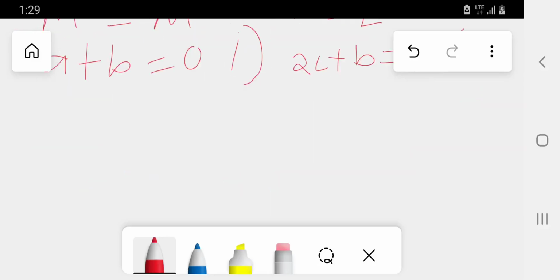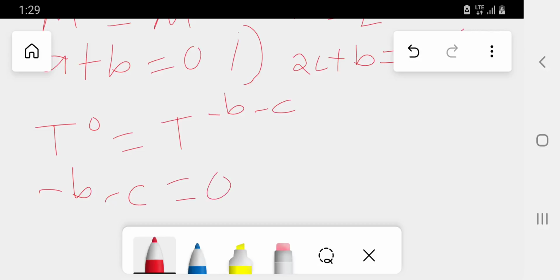So our last equation for time, from the left hand side we have t raised to the power 0 being equal to t raised to the power negative b minus c. So according to their relationship, we have negative b minus c being equal to 0. So we're supposed to find the values of a, b, and c from these three equations that we've come up with.